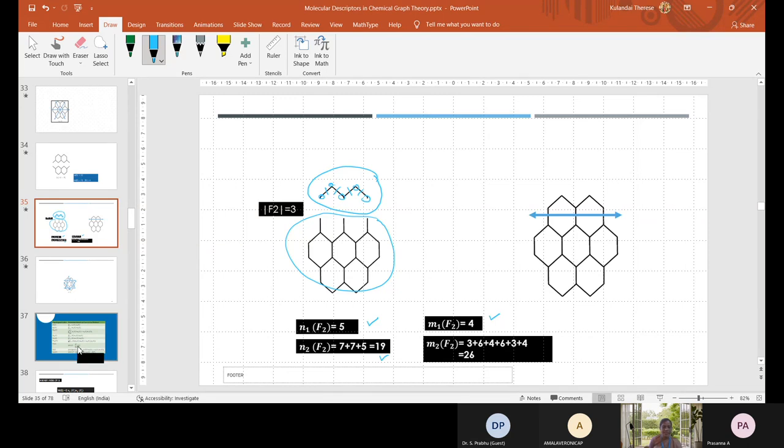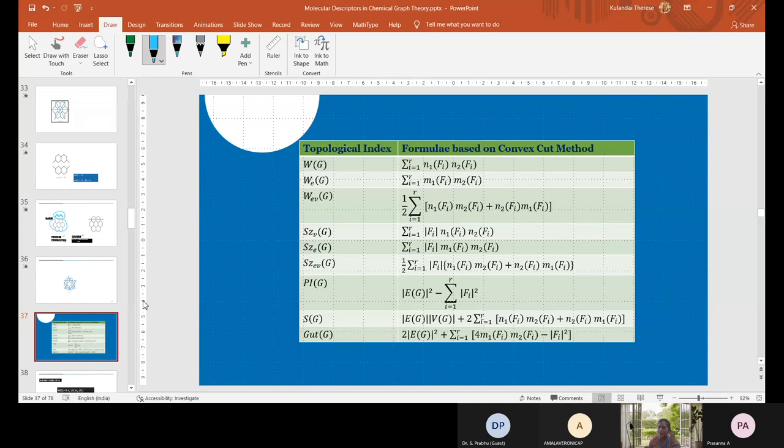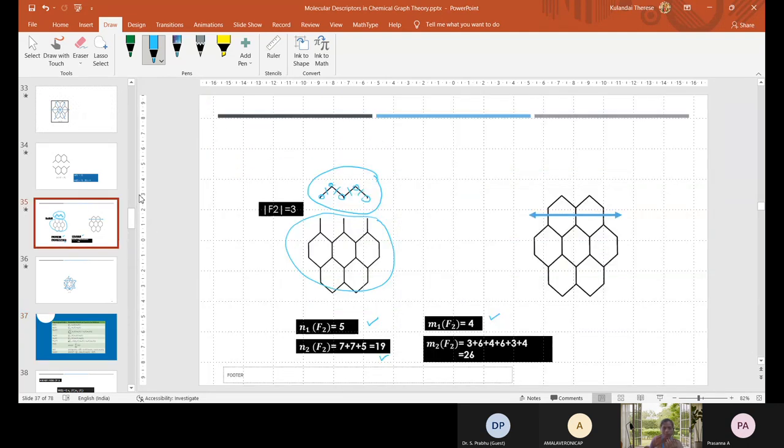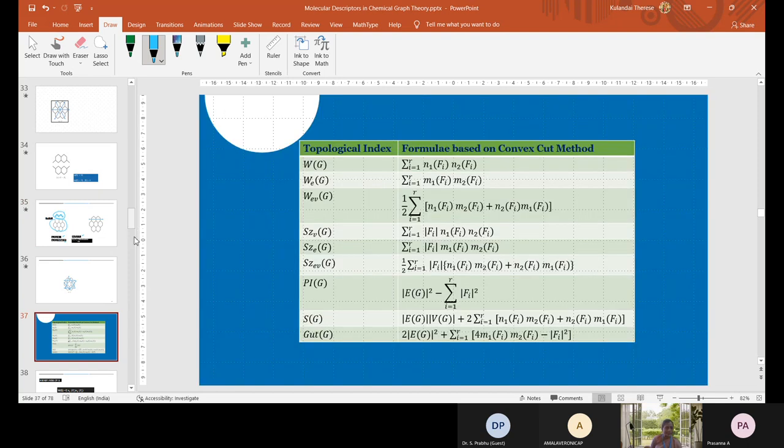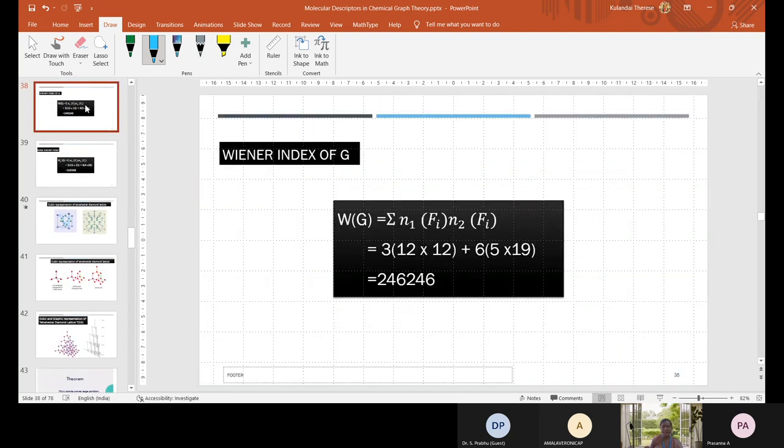The formula is nothing but using the convex cut, you multiply number of vertices in both the graphs. Like here there are 6 cuts. For each cut you have to find separately, and using this you can calculate the value. See, there are 6 cuts, and this type of 12 into 12 and 3 times you can have using the cuts. You can calculate in this way.